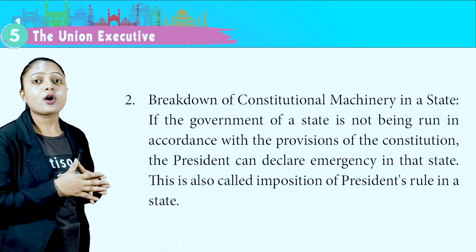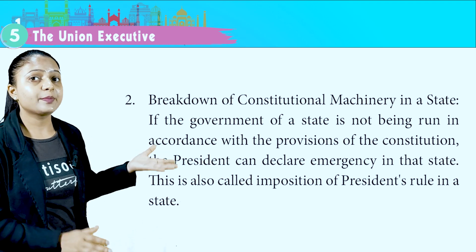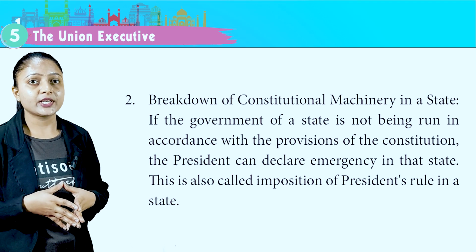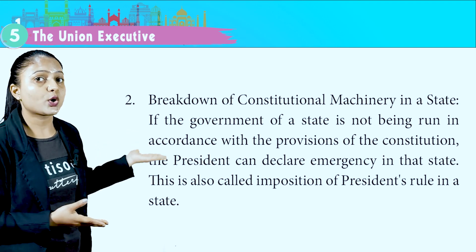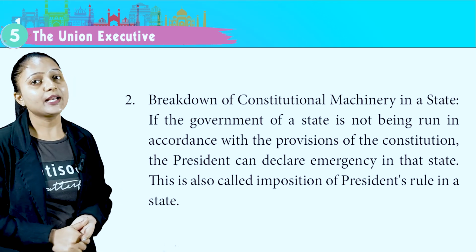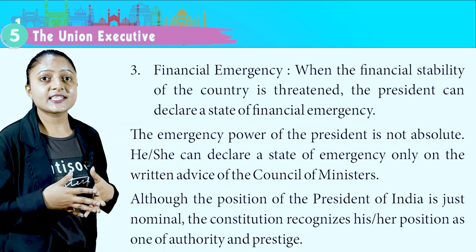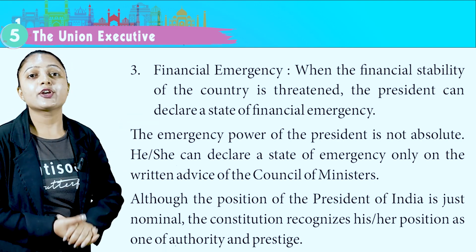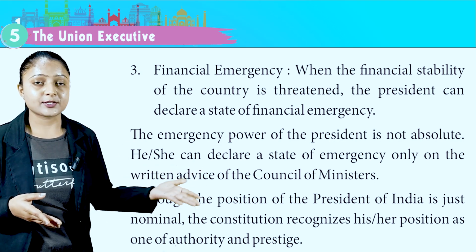Second, breakdown of constitutional machinery in a state. If the government of a state is not being run in accordance with the provisions of the Constitution, the President can declare emergency in that state. This is also called imposition of President's rule in a state. Third, financial emergency. When the financial stability of a country is threatened, the President can declare a state of financial emergency. The emergency power of the President is not absolute.